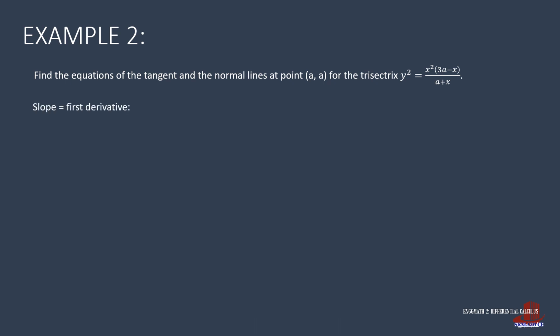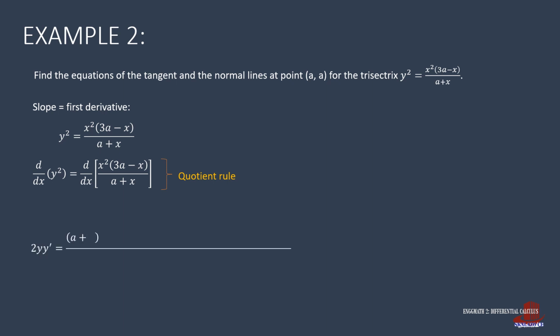Start by applying d all over dx to both sides of the equation. And take note that the right side of the equation has multiple rules where we can start with the quotient rule. Hence, the equation turns as 2y prime equal to the lower term a plus x multiplied by the derivative of the upper term x squared times the quantity of 3a minus x, minus the upper term times the derivative of a plus x.